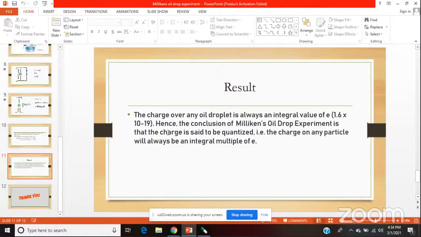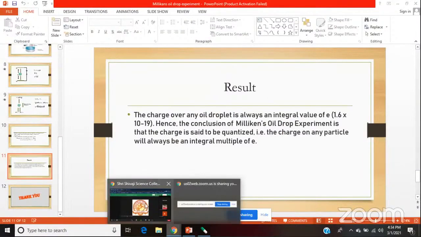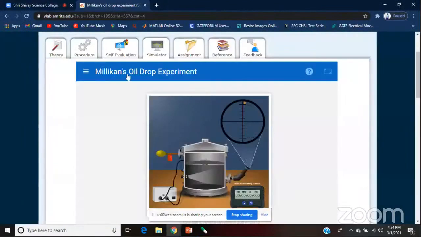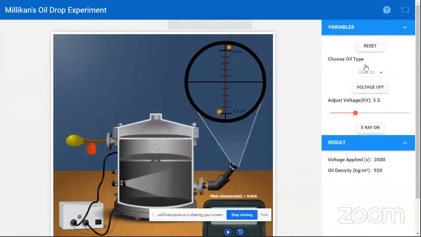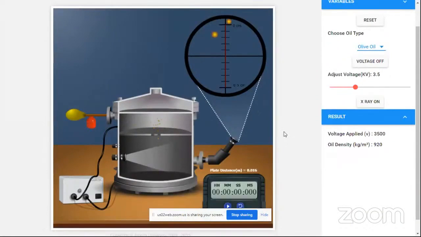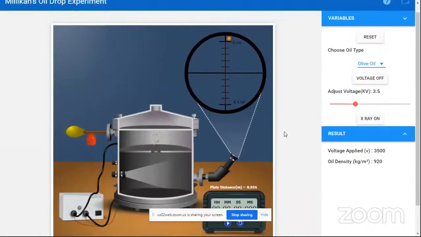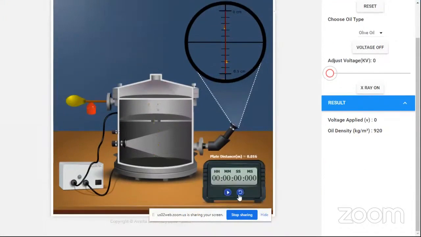Now we will see the demonstration. First, we choose the olive oil. Oil drop comes here due to gravity in the absence of the electric field. We record the time to find the velocity for a certain distance with a constant velocity.